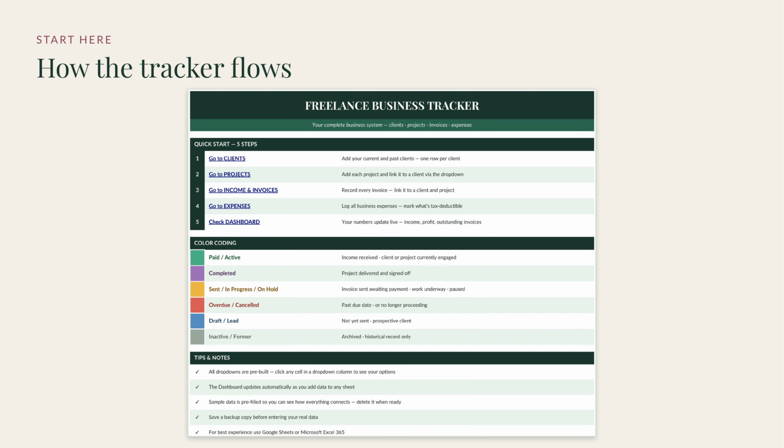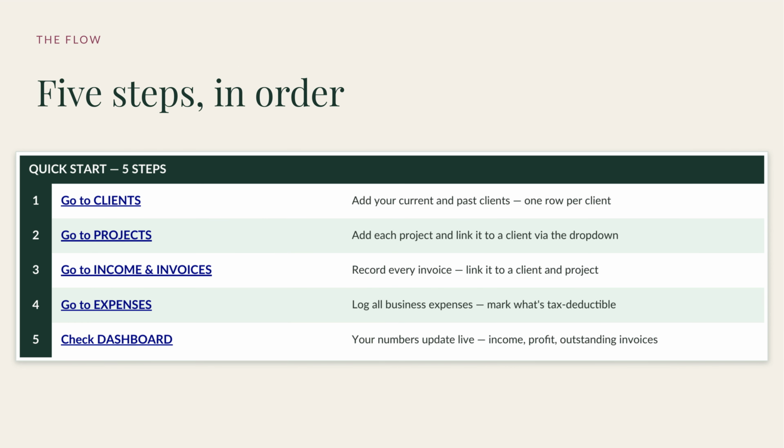Start on the Start Here tab. It outlines the 5 core steps of your workflow and provides a color key for your projects. You'll find sample data pre-filled, which helps you see how everything connects before you begin entering your own information. The tracker follows a specific order: clients first, then projects, followed by invoices and expenses. By following this sequence, the spreadsheet can automatically link your data, allowing for accurate, real-time calculations without manual effort.